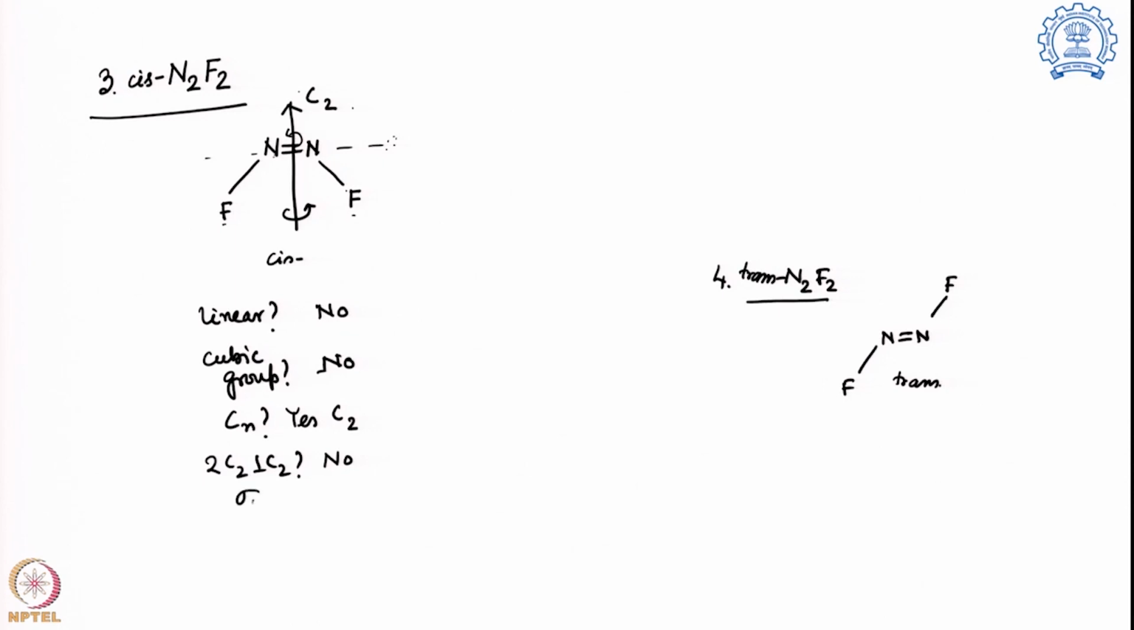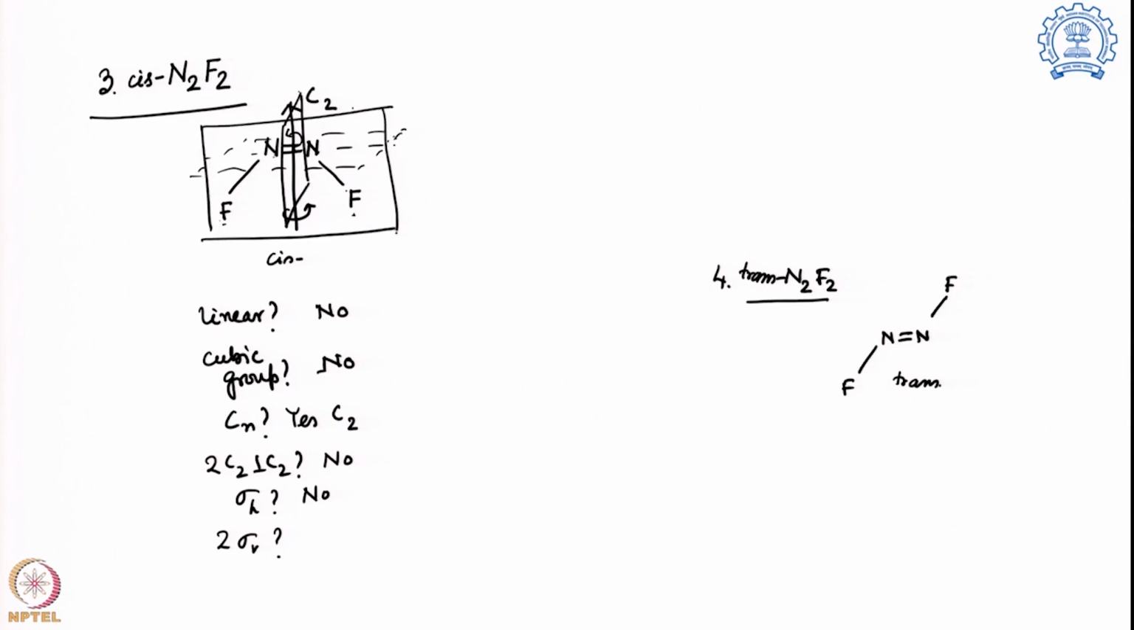Next question, do you have a sigma h? If it has a sigma h, it has to be in this particular plane perpendicular to this C2, and the answer is no, it does not have a sigma h, because these two fluorines are again going to change their places if we do this operation. Next question is, do you have two sigma v's? Now over here you can see this plane perpendicular to the plane of the drawing and the plane of the molecule itself.